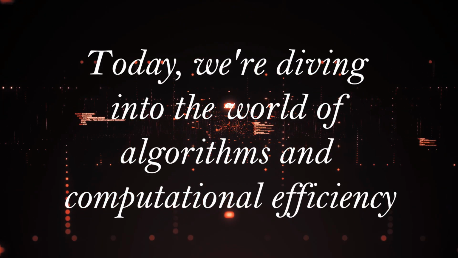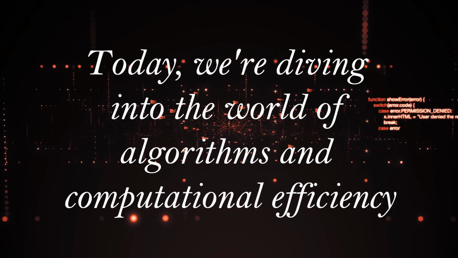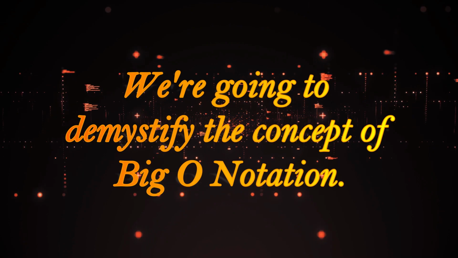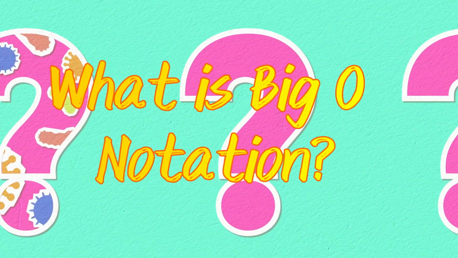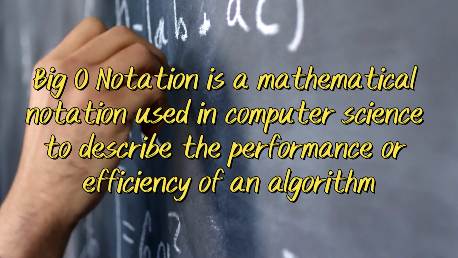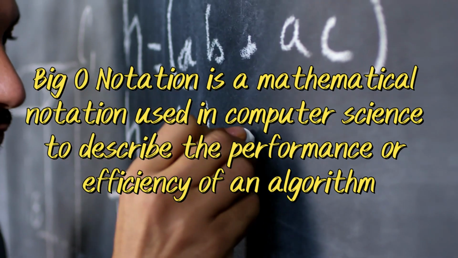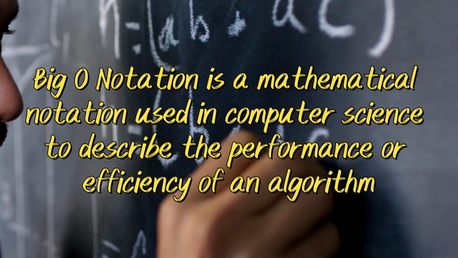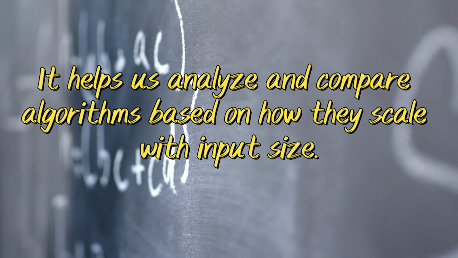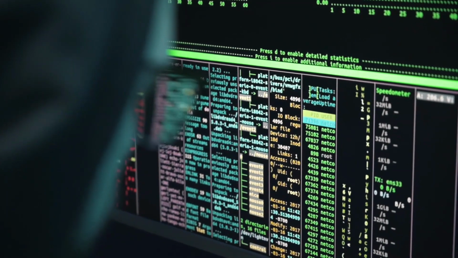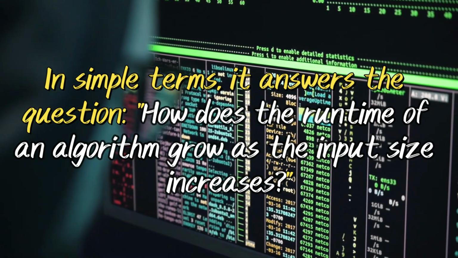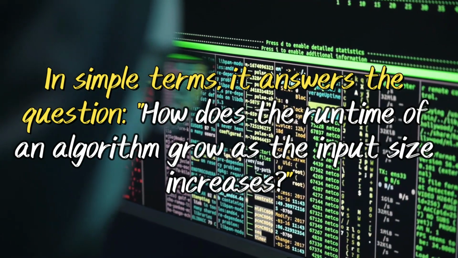Today, we're diving into the world of algorithms and computational efficiency, and we're going to demystify the concept of big O notation. What is big O notation? Big O notation is a mathematical notation used in computer science to describe the performance or efficiency of an algorithm. It helps us analyze and compare algorithms based on how they scale with input size. In simple terms, it answers the question, how does the runtime of an algorithm grow as the input size increases?